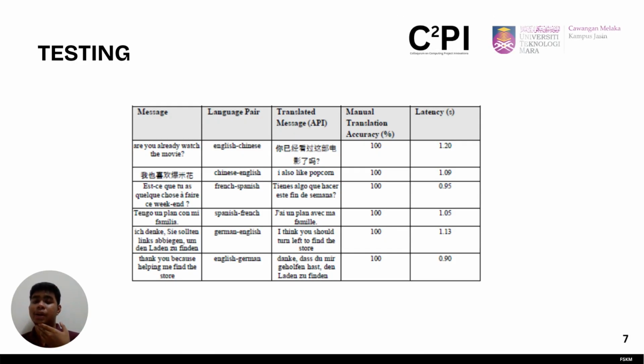In this testing part, I include one of the testing tables that I use to test my project, which is the first table, user acceptance testing using a Wi-Fi connection. As you can see in the table, most of the messages were sent using different language pairs and translated to check the translation accuracy. Not only that, I also checked the latency to make sure that the timing is less than 2 seconds.